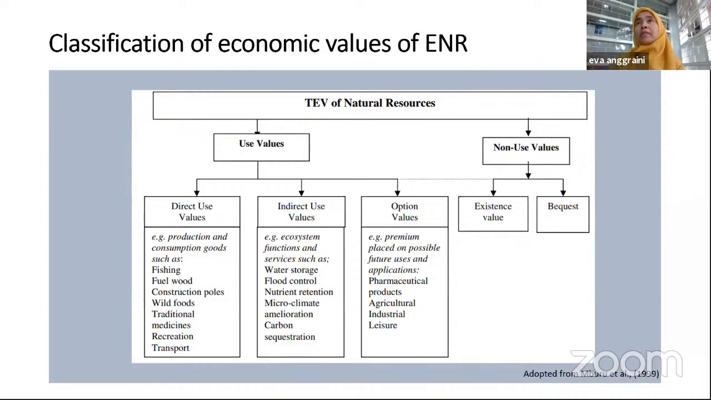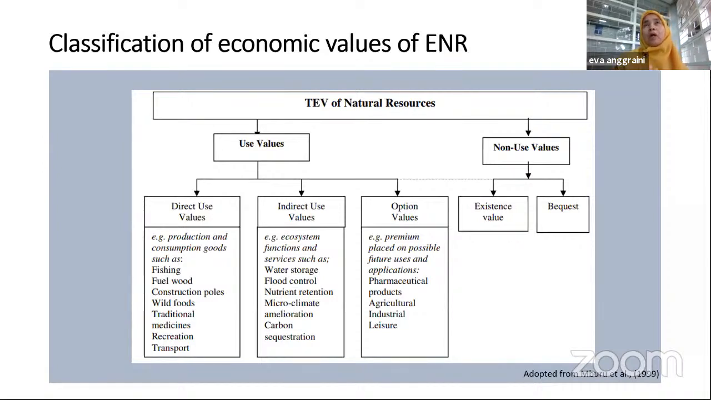Non-use value means the value does not come from our activity of consumption or production, but exists because of the existence, or the heritage, of the goods, the services, or the ecosystem that we have surrounding us. This is probably a bit difficult to understand, but it doesn't come from consumption or production activities.